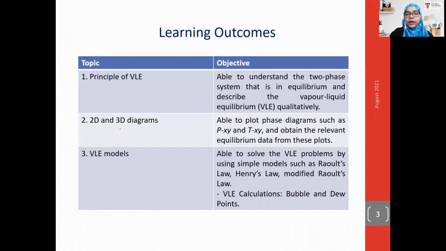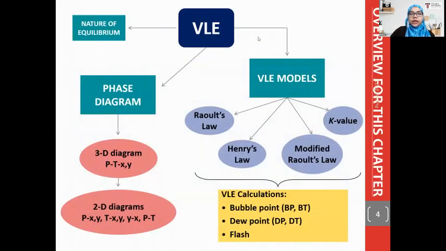And then we will learn about the 2D and 3D diagrams, where you should be able to plot phase diagrams such as P-x-y or T-x-y and obtain the relevant equilibrium data from these plots. And then last, we will solve the VLE problem by using simple models such as Raoult's law, Henry's law, and modified Raoult's law. We will perform the VLE calculation based on the bubble and dew point that I will explain later. Okay, this is the overall summary of the topics in this part.